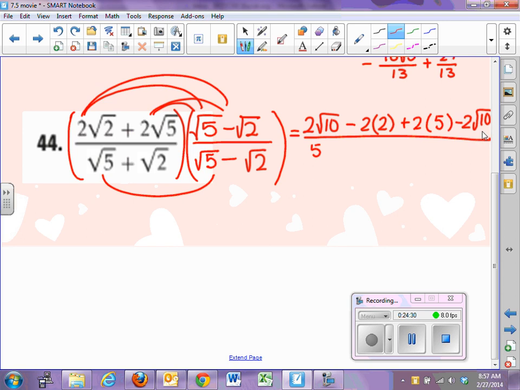5 minus square root of 10 plus square root of 10 minus 2.